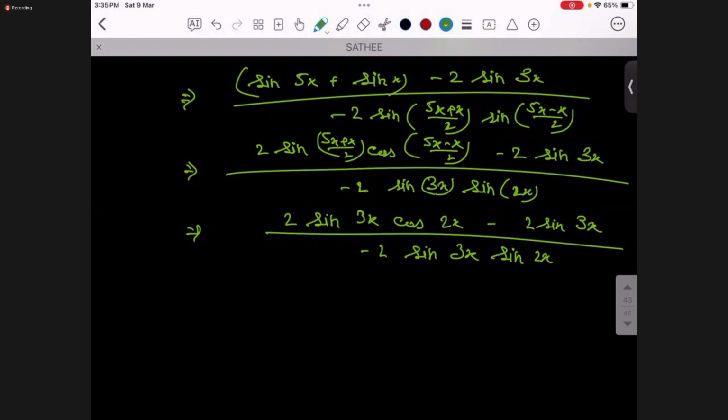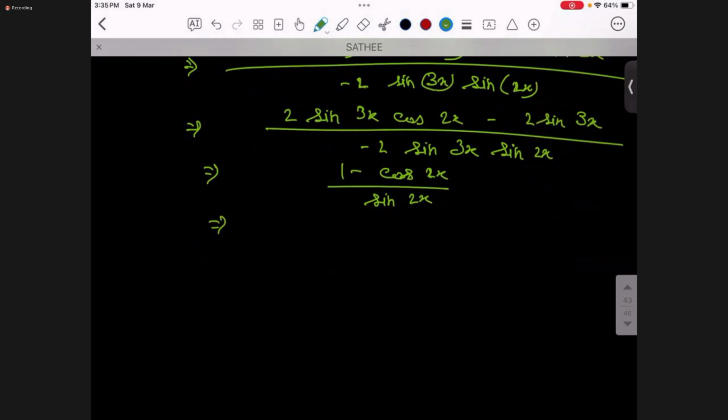So we obtain, and also we can remove 2. So we can obtain an expression of the form 1 minus cos 2x divided by sin 2x. Okay. Now we know the formula for cos 2x, right? And now, which formula should we use? That's the question.